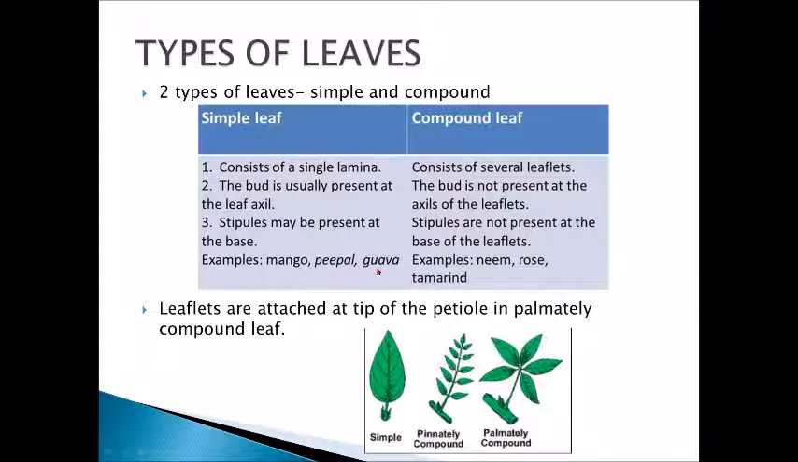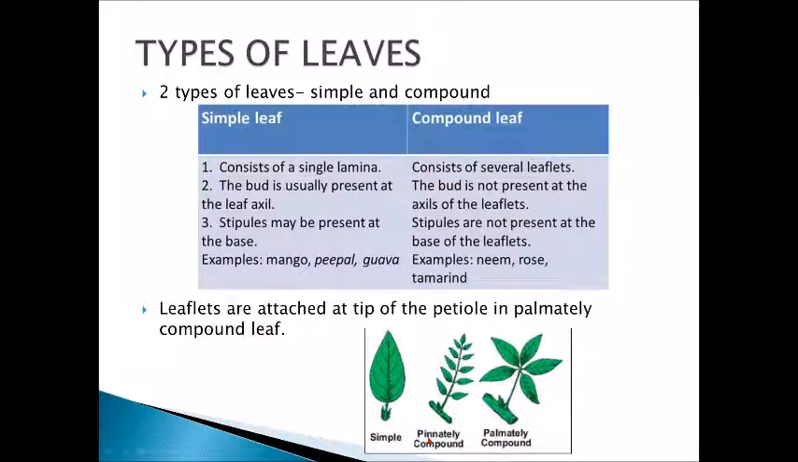They have simple leaf where the lamina is intact, it is not divided. At the base there can be the axillary bud and the stipules. These are the two types, simple one and the compound one. Now the compound leaves are again of two types. One is pinnately compound and the other is palmately compound.